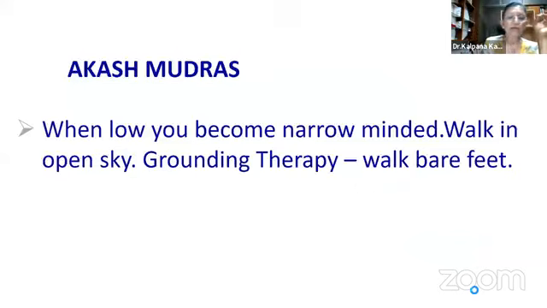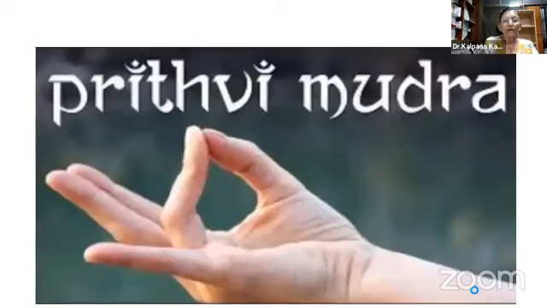Okay, Akash Mudra. When low, you become narrow-minded. When you're low in Akash, the space tattva in your body, you become very narrow-minded. If anybody says anything to you, you take a wrong meaning of whatever people are trying to tell you. So walk in the open sky. Grounding therapy, grounding to Mother Earth, is very important to open up the Akash Tattva in the body, besides doing the Akash Mudra.